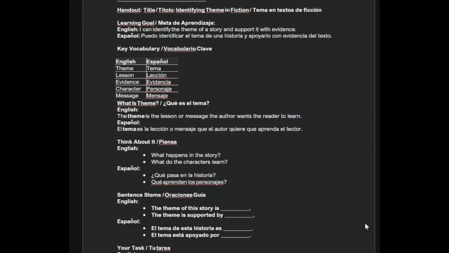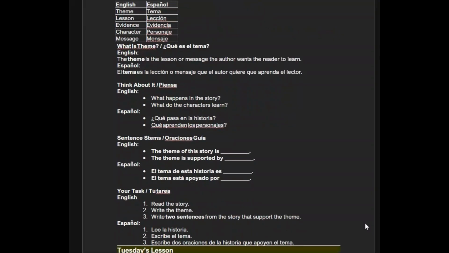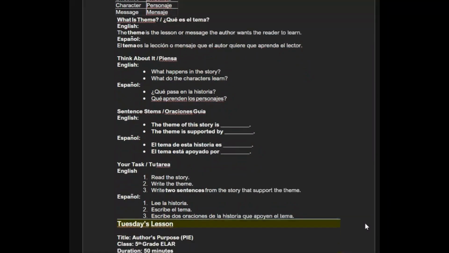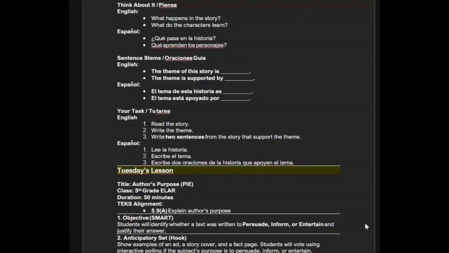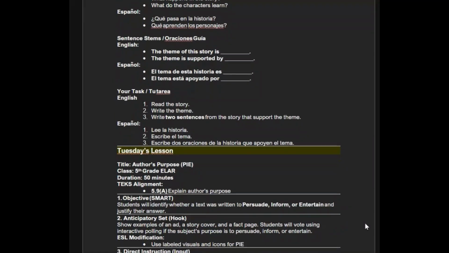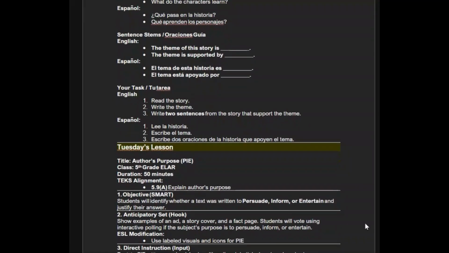So the learning goal is that they can identify the theme of a story and support it with evidence. We're going to go over the key vocabulary words, make sure they understand what a theme is, what they should be thinking to themselves when they're asking these questions. We're going to go over sentence stems, and then their task is going to be to read the story, write the theme, and write 2 sentences from the story that support the theme.